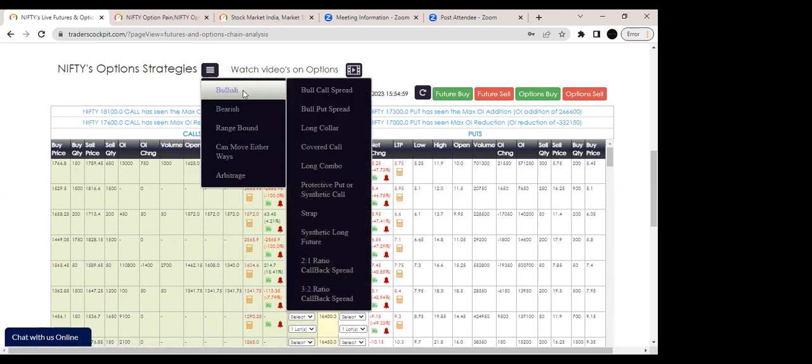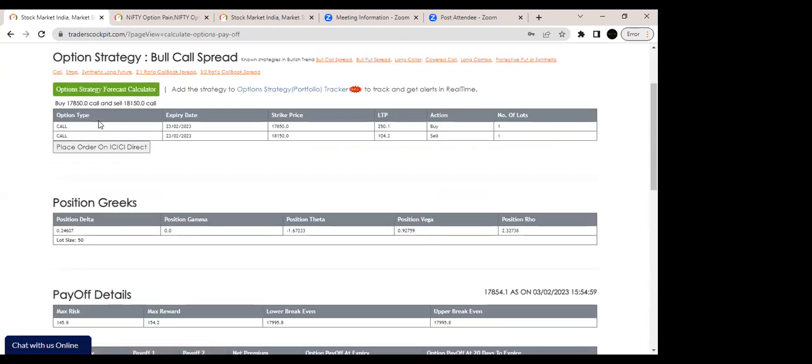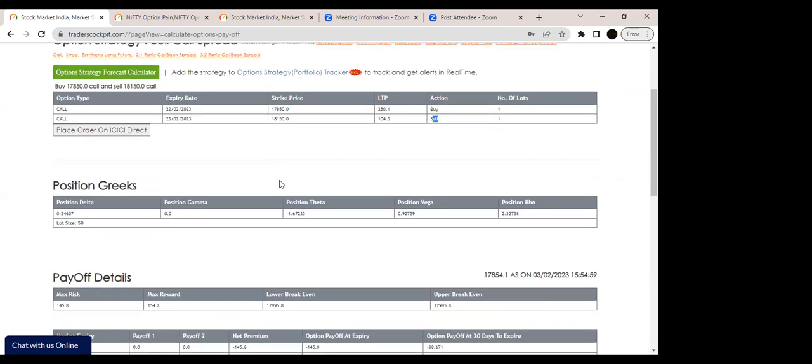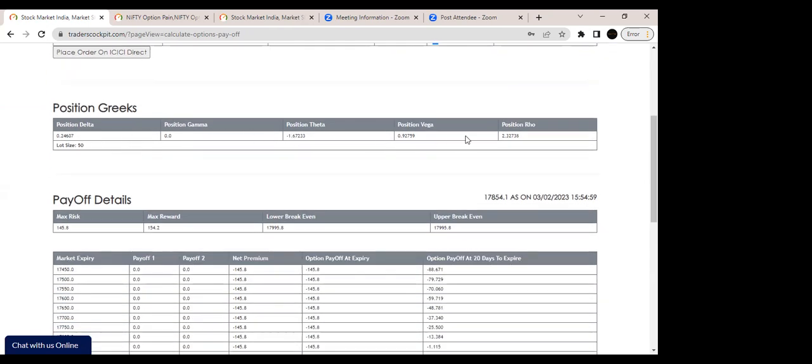Let's say I'll take any one. Let's say bullish, I'll execute a bull call spread here. It tells you which strike to buy and which strike to sell. 17,850, one lot, buy. Last traded price is 250 rupees. It's a monthly contract which has been chosen. 18,150, the last traded price is 104. What is the sell? One lot you should sell. So this is the position delta, gamma, vega, theta.